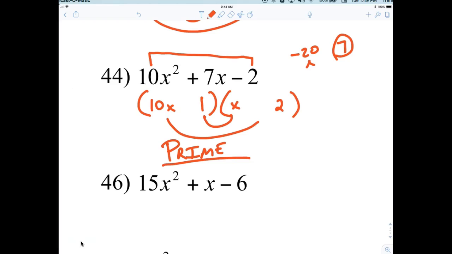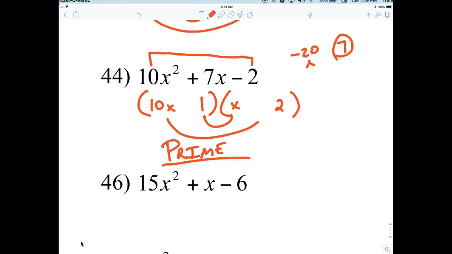So it's considered prime. Listen to me. You can save yourself a lot of time if you can do that. To figure out if it can factor, you can always multiply the first times the last. But generally, if you get good at it, you can just siphon through the factors real quick and see whether it's prime or not. All right, you with me on this?